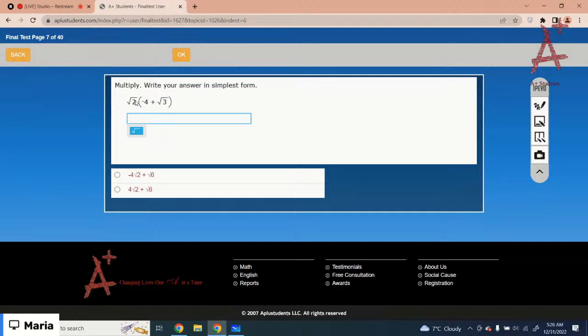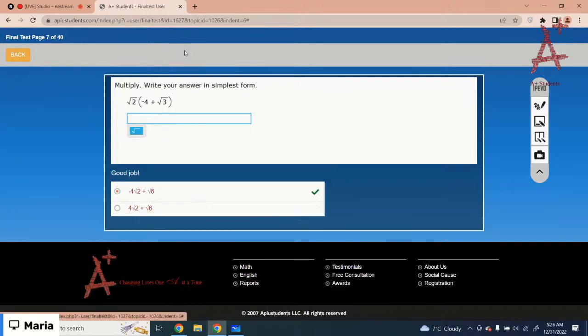So which of the options is the correct one? You have to multiply the negative square root 2 with both the things that are inside the bracket. So it would be negative 4 square root 2 plus square root 6. That would be the correct option. Got it? So just select the correct option and click on the OK button.